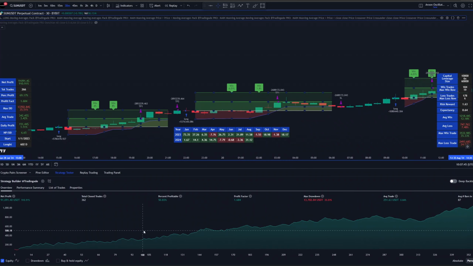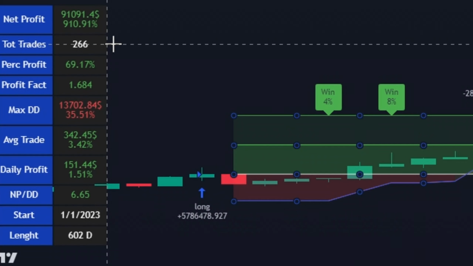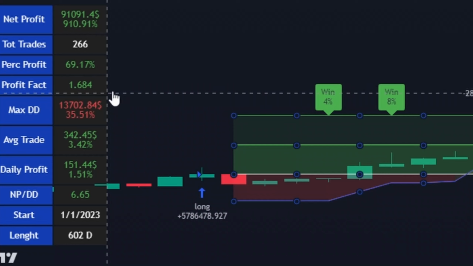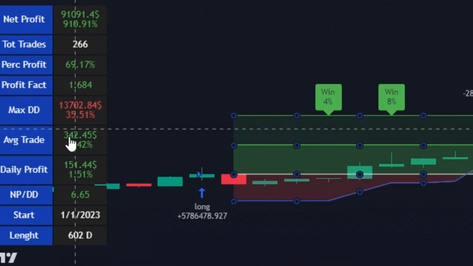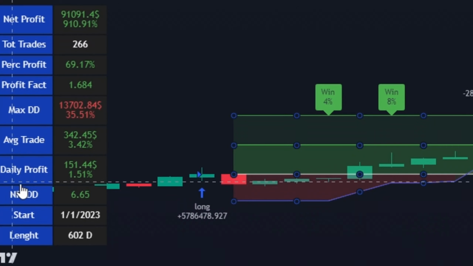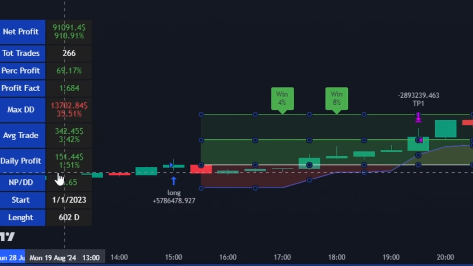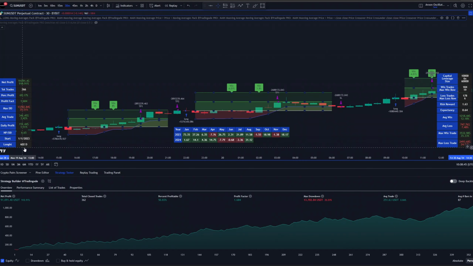As you can see, guys, we have a really interesting equity line, 910% net profit, 266 trades, 69% win rate, 1.68 profit factor, 35% max drawdown, 3.42 average trade, and 1.51% daily profit. Net profit / drawdown 6.65, which is absolutely good. We are backtesting about 2 years of charts.